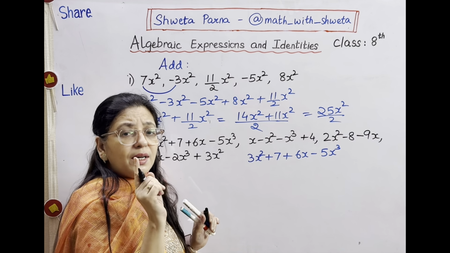So, what is the LCM over here? LCM of 4 and 2 is 4. This is already 4, so it is 3x. Here you will multiply by 2, so here also you will multiply by 2. So, minus 1 into 2 will become minus 2x.